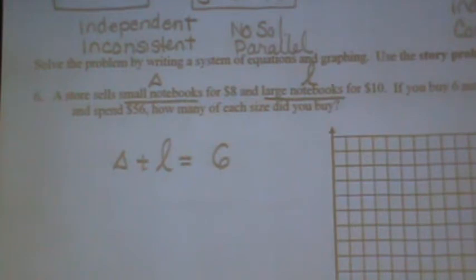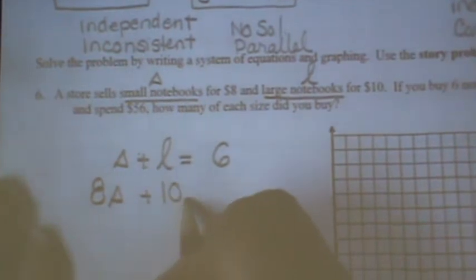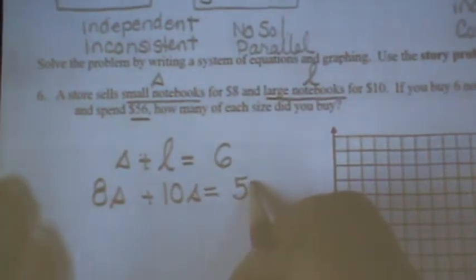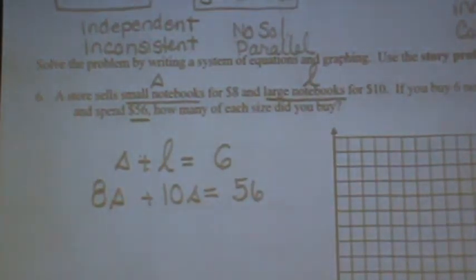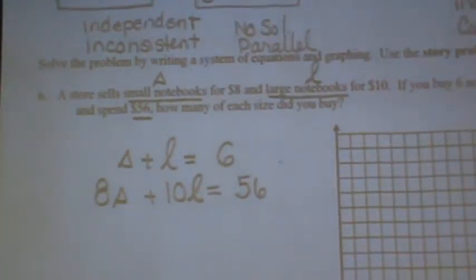Now, the next equation is how much each of these costs. How much is a small notebook? Attach that to S. So we have 8S, the cost times the number of notebooks. And how much is a large notebook? 10 times L, and how much did we spend goes with this: 56. Why did you put S next to the 10? Oh, I'm sorry, L. Thank you. L, good call. L, $10 for each large notebook.